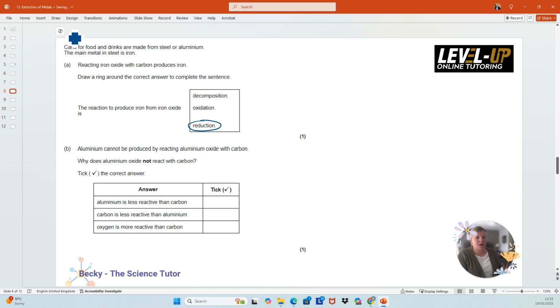But aluminium cannot be produced by reacting aluminium oxide with carbon. Why does aluminium oxide not react with the carbon? That is because the aluminium is more reactive. Now we've just got to be careful of the wording in this one, because we've got the old switcheroo: carbon is less reactive, meaning that aluminium is more reactive than carbon, and therefore it's that second one down.